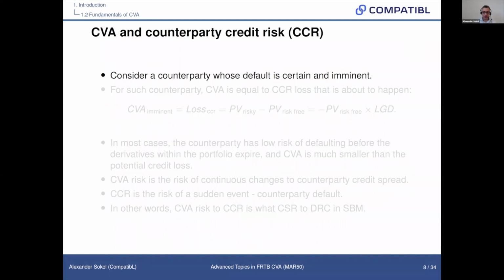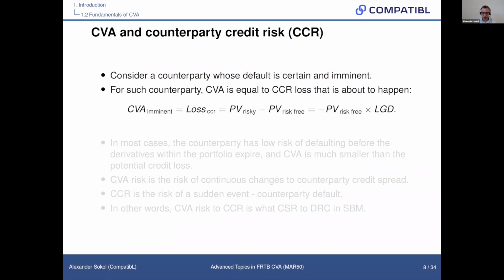Now, consider a counterparty whose default is certain and imminent. In other words, we know for sure that it's defaulting tomorrow. Sort of like in the financial crisis on Sunday, when everybody knew that the next morning Lehman would file for bankruptcy. That type of situation. For such a counterparty, CVA is equal to the counterparty credit risk loss that's about to happen.